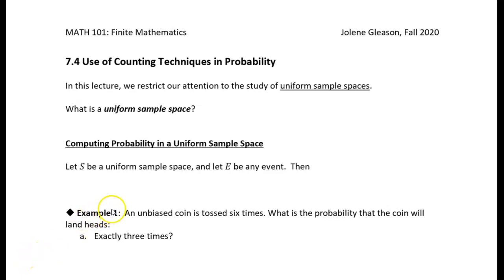All right, today we're going to continue talking about probability, but in this lecture we're going to restrict our attention to just uniform sample spaces. Okay? Uniform sample spaces. So you know what a sample space is, right? It's all the possible outcomes. It's a set of all possible outcomes. And a uniform sample space is a sample space in which each outcome is equally likely.